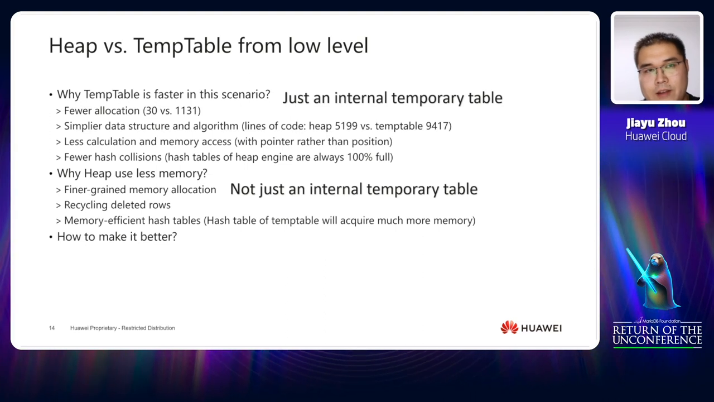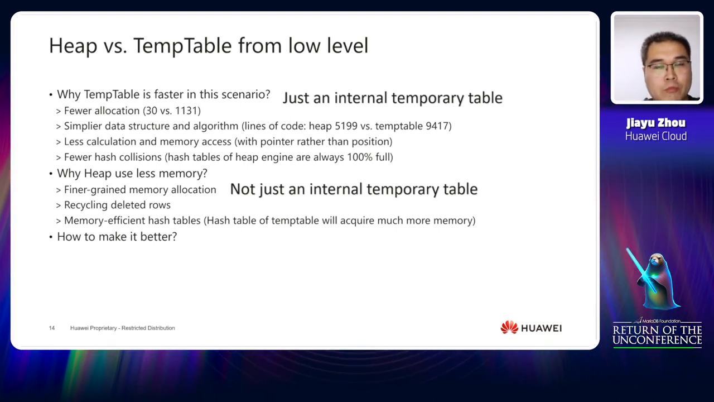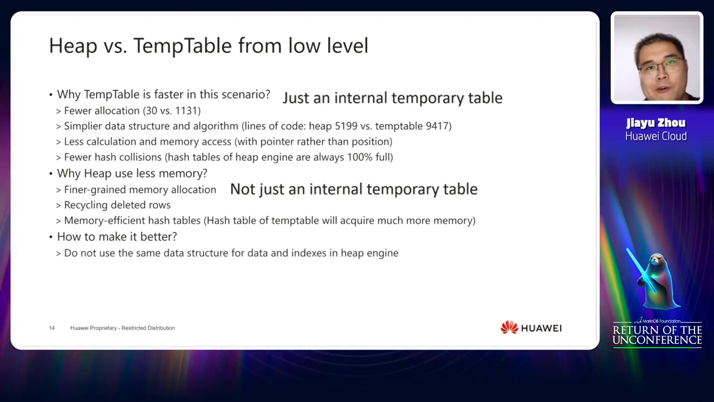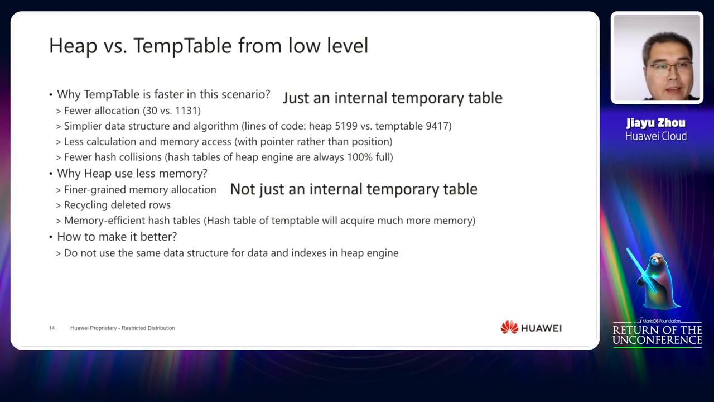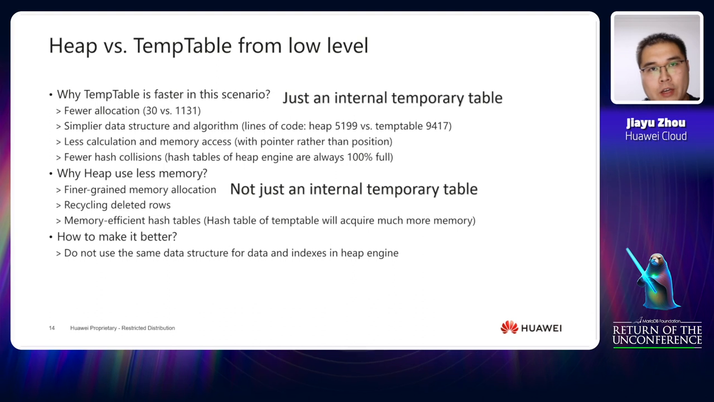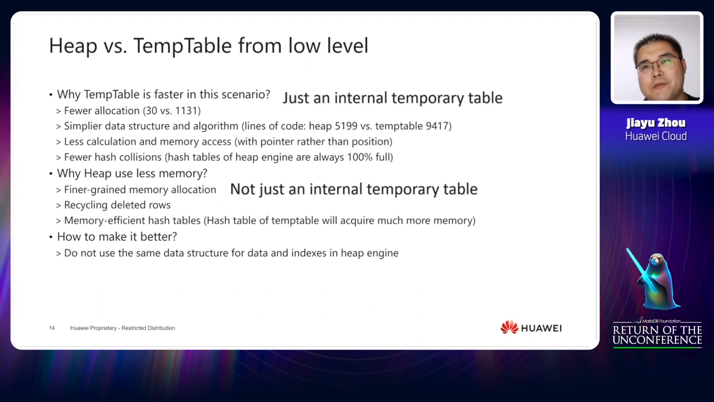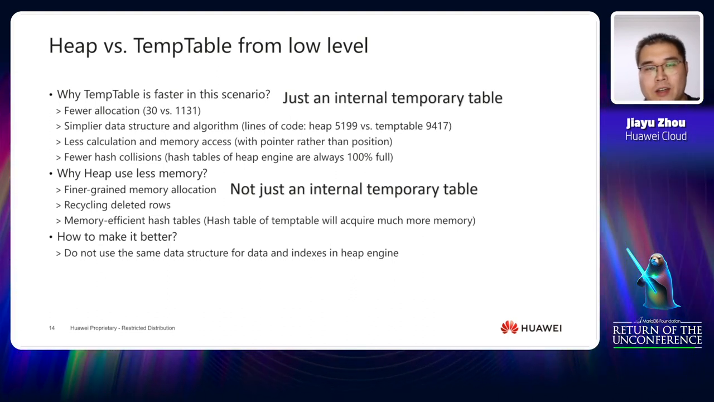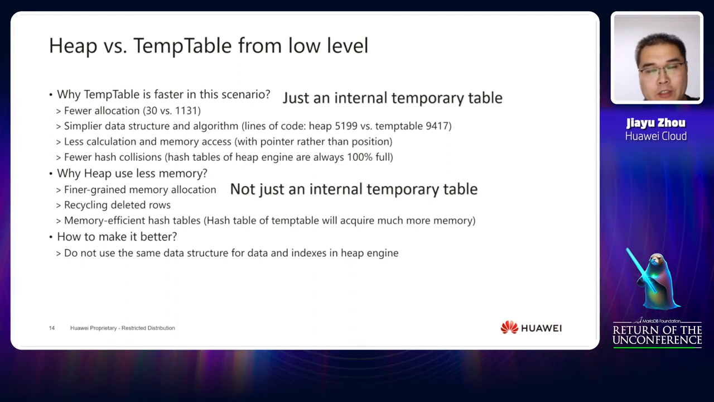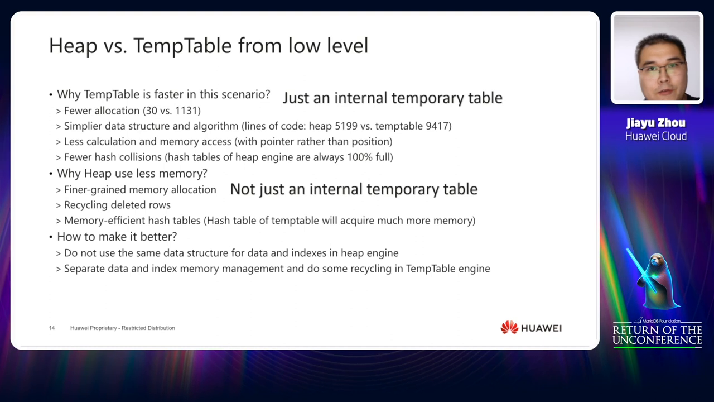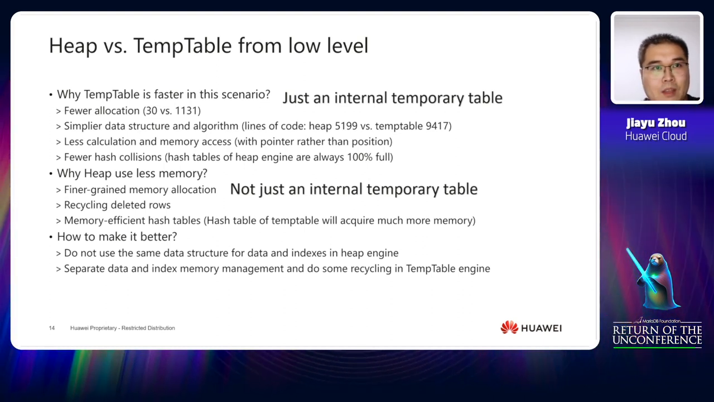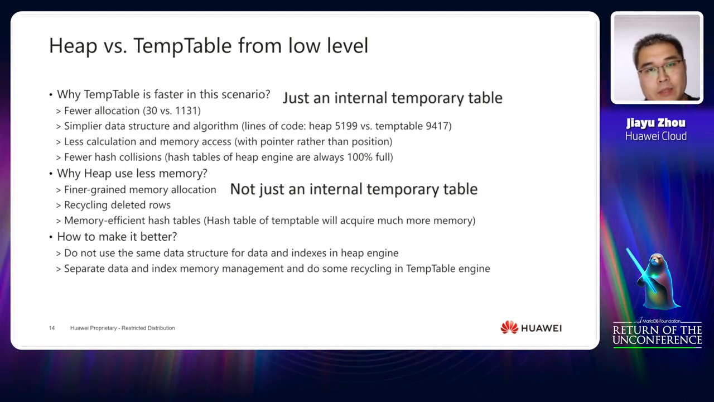And there are some ideas on how to make the engines better. For the Heap engine, we can separate the data structure for data storage and index storage, because their logic is different. Some compromises are made to support both data and index with one kind of data structure. If we can use separate data structures, it may be more efficient. And for the TempTable engine, we can separate data and index memory management and do some recycling work.